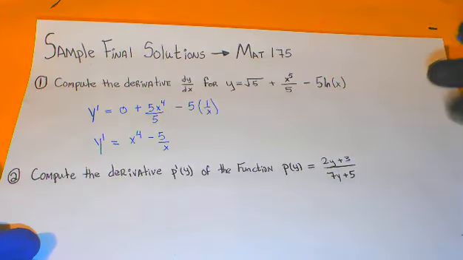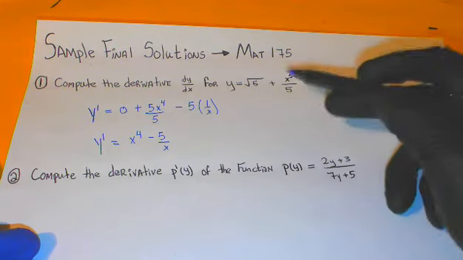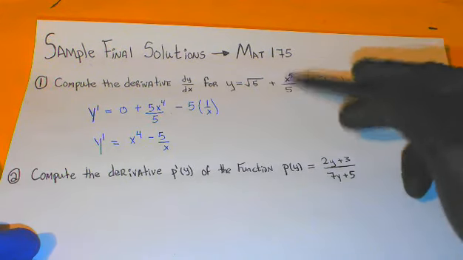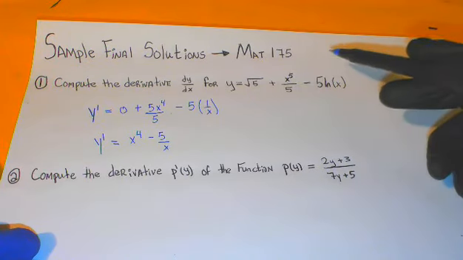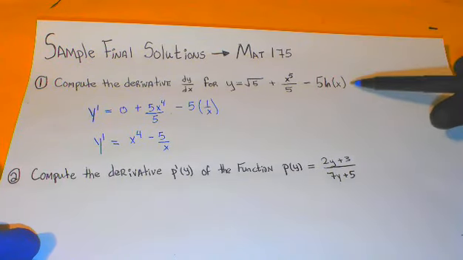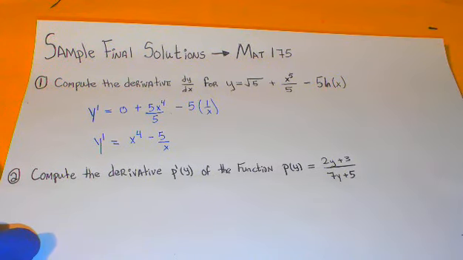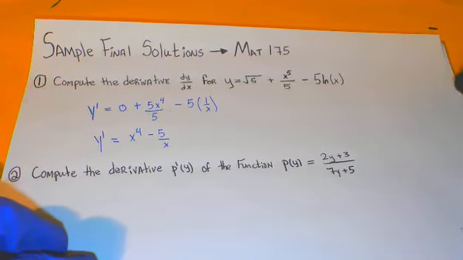So there were 3 important rules. The derivative of a constant is 0. You're applying your power rule where you bring down your exponent and then subtract 1 from the exponent. And here, the derivative of ln of x is simply 1 over x. So in problem 1, you're just using basic derivative rules.